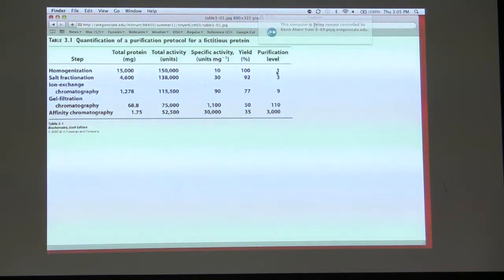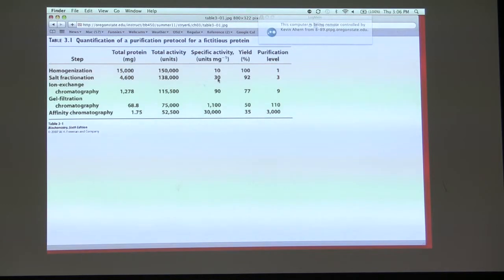In the next step, they've done salt fractionation, and what we discovered in the salt fractionation step was they lost a bunch of stuff. They got rid of almost 11,000 milligrams of protein, and they only lost a little bit of activity. Okay? So their activity went down from 150,000 to 138,000 units. If they did the math here and divided 138,000 by the milligrams, they found that they got a specific activity of 30 units per milligram.